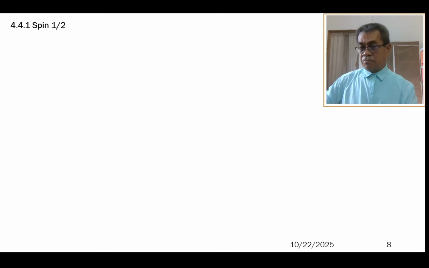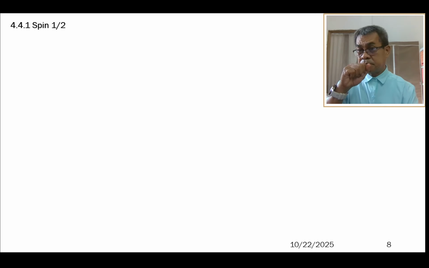Now let us proceed to the spin one half. By the way, this is 4.4.1 of the book of Griffiths, and this is spin of one half. So let us focus on the spin of one half. Take note that in a particle there are different spins. We have zero, one half, one, and so on and so forth. Now this time we have this one half, so let's disregard the other spins and focus on one half.